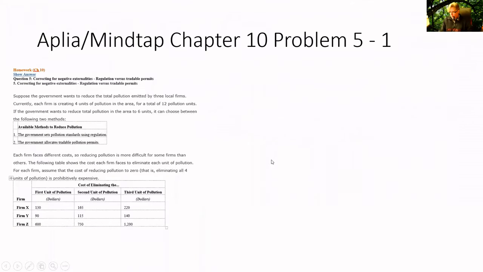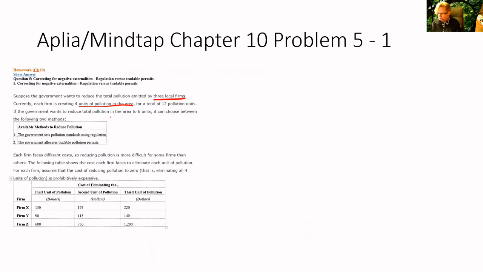There we go. Okay, so in this particular problem, it says, suppose that the government wants to reduce total pollution emitted by 3 local firms. So we have 3 local firms. Currently, they have 4 units of pollution in the area for a total of 12. 4 times 3 is 12.